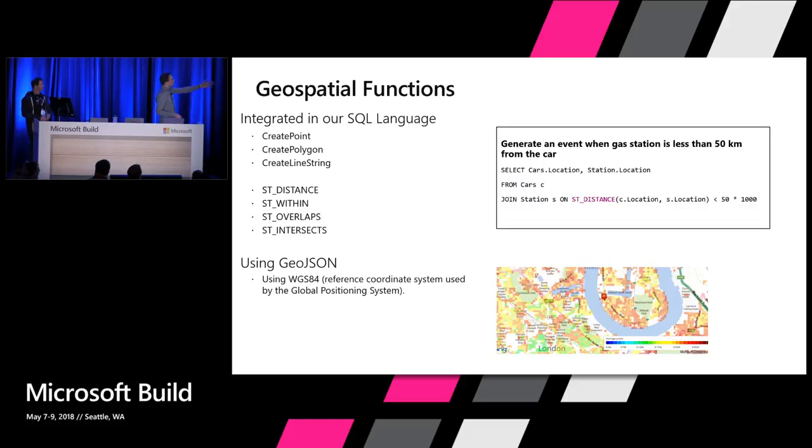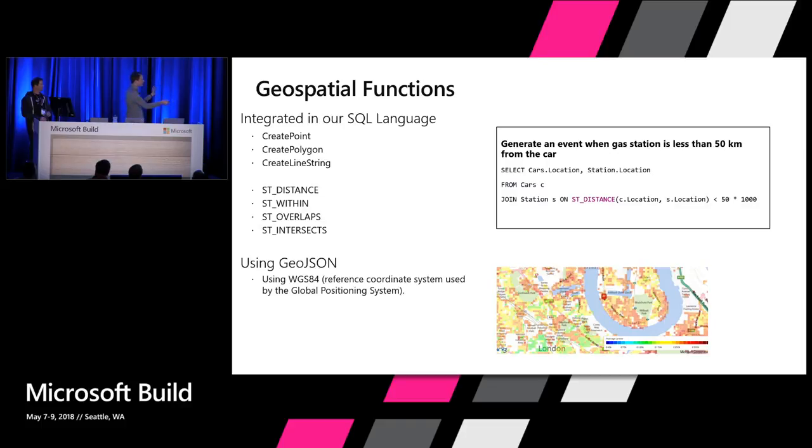Just to trigger an alert when your car is less than 50 kilometers from a gas station, it's just these 3 lines of query. And the query will be there, standing 24/7. Whenever the conditions are met, it just triggers whatever you want. So it's going to be easier.